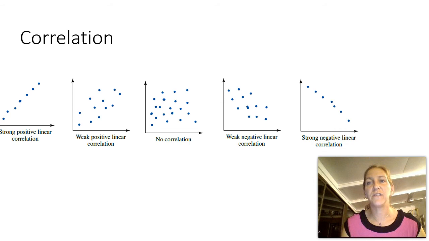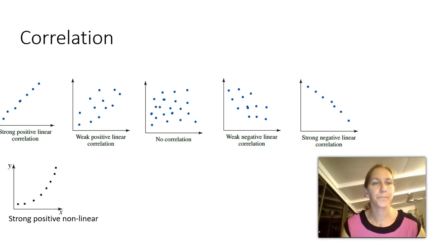The next one, you can see there is a very distinct linear form, so it's a strong linear correlation. And again, it's negative because as the x values are increasing, the y values are decreasing.